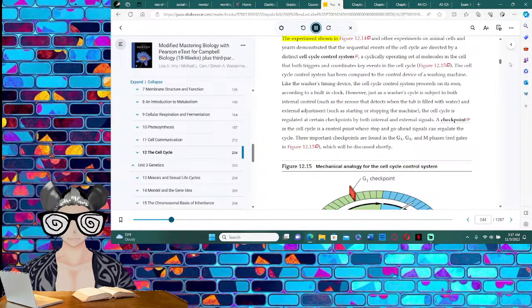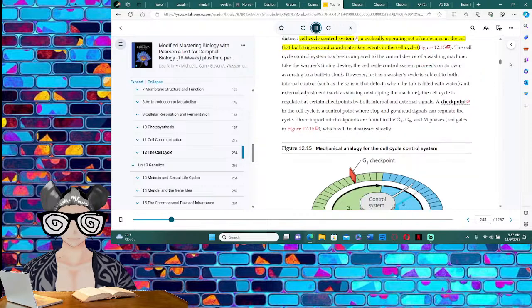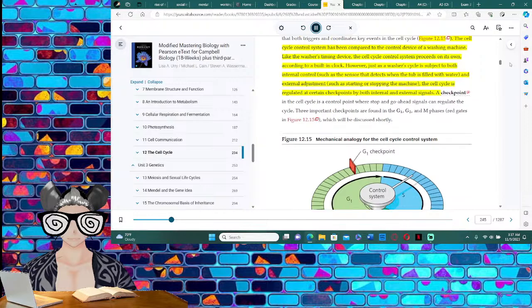The experiment shown in Figure 12.14 and other experiments on animal cells and yeasts demonstrated that the sequential events of the cell cycle are directed by a distinct cell cycle control system, a cyclically operating set of molecules in the cell that both triggers and coordinates key events in the cell cycle. Figure 12.15. The cell cycle control system has been compared to the control device of a washing machine. Like the washer's timing device, the cell cycle control system proceeds on its own, according to a built-in clock. However, just as a washer's cycle is subject to both internal control, such as the sensor that detects when the tub is filled with water, and external adjustment, such as starting or stopping the machine, the cell cycle is regulated at certain checkpoints by both internal and external signals.